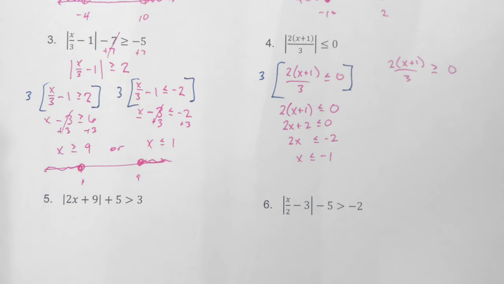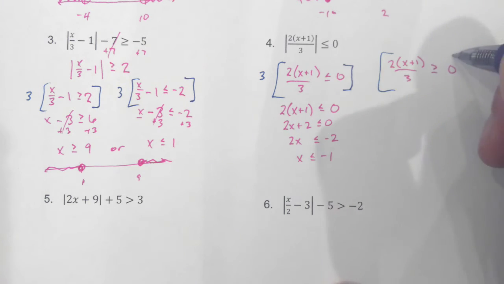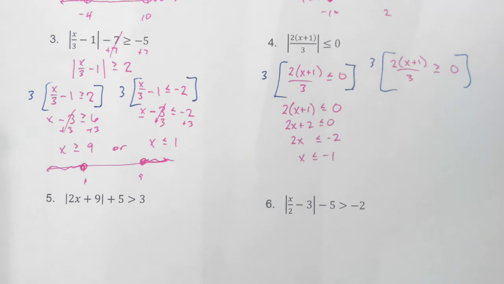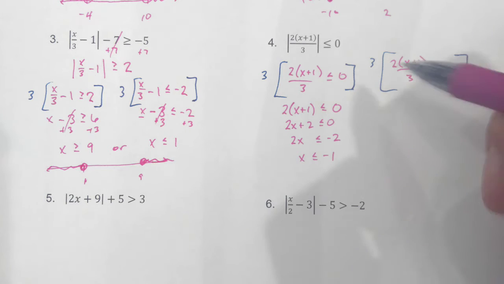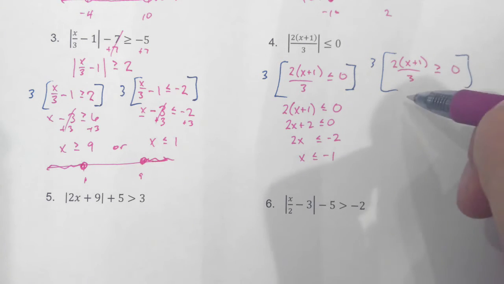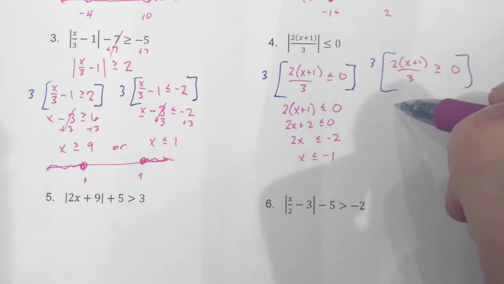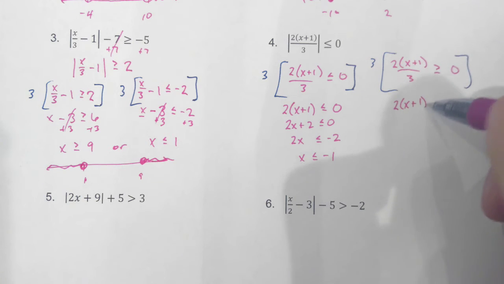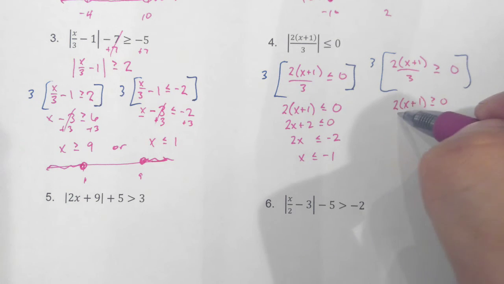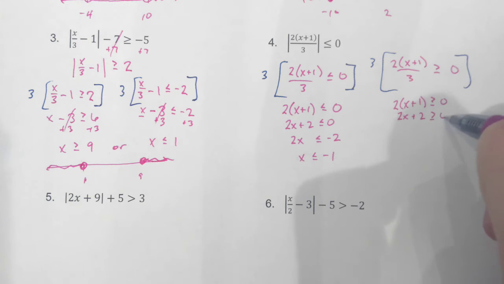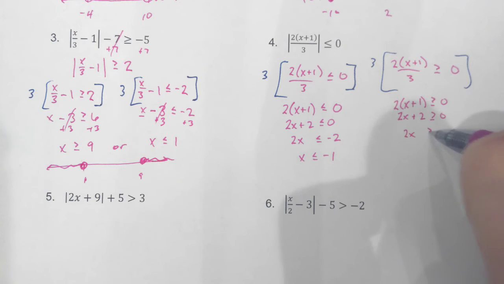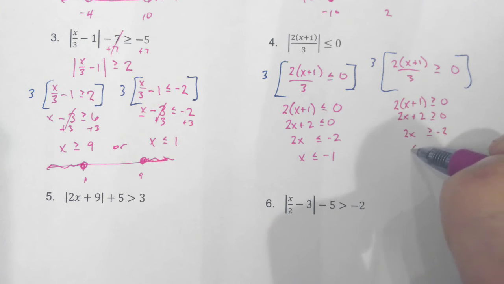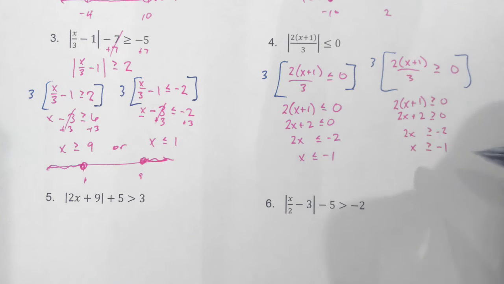Over here, again, it's going to follow the same exact thing. We'll actually get the same exact answer because 0, it's the same, just the symbol is going to be flipped around. 3 divided by 3 is 1, so we'd have 2 times x plus 1 is greater than or equal to 0. 2x plus 2, and we distribute. Subtract 2, so 2x is greater than or equal to negative 2. Divide by 2, and x is greater than or equal to negative 1.